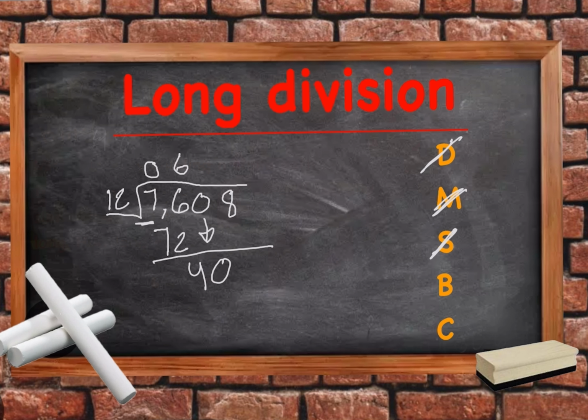Now, what other friendly numbers do we have in our head? How about 12 times 4? So let's do it. 12 times 4, we do 4 times 2, which is 8, and 4 times 1, which is 4. That's 48. But 48 is greater than 40. So let's try that again.